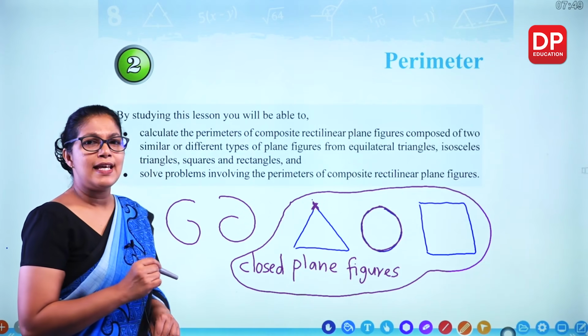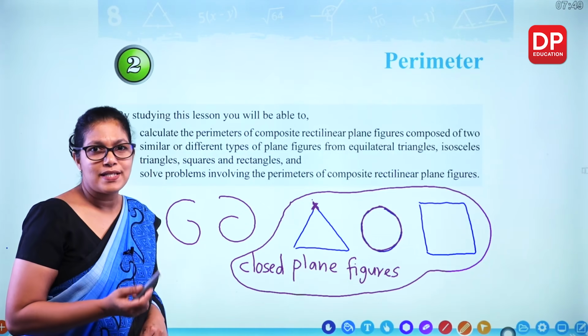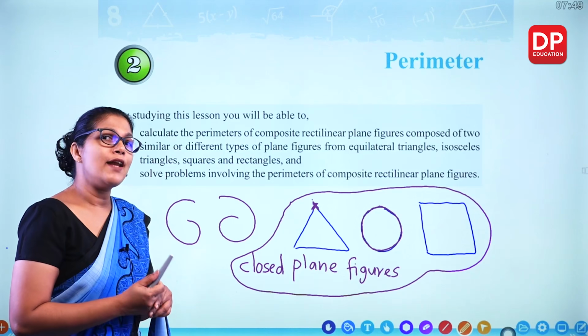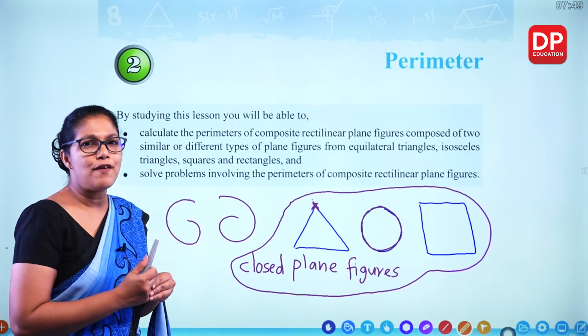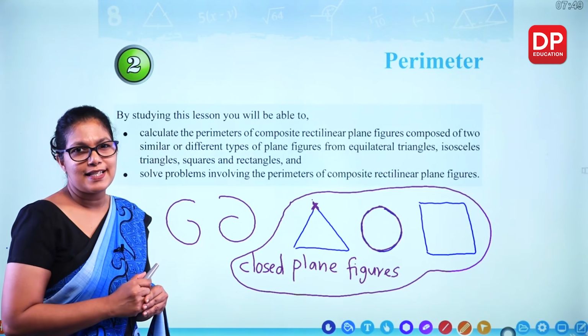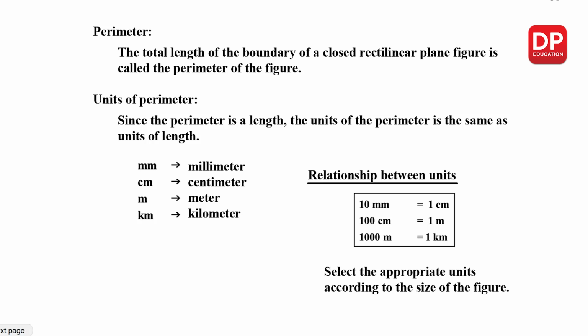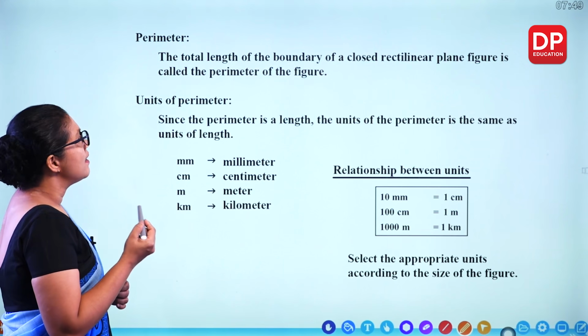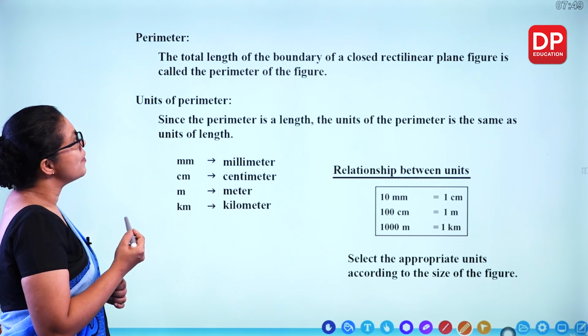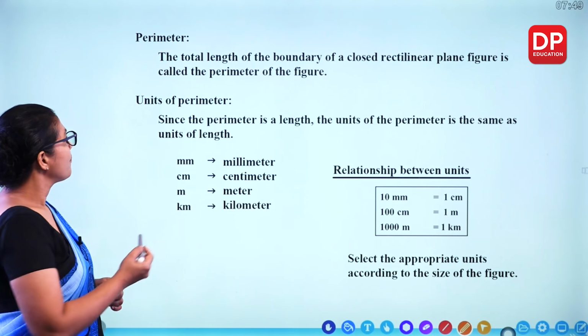So we'll see what the properties of perimeter are, and we'll take several plane figures in this lesson. So perimeter is the total length of the boundary of a closed rectilinear plane figure. That is called the perimeter of the figure.